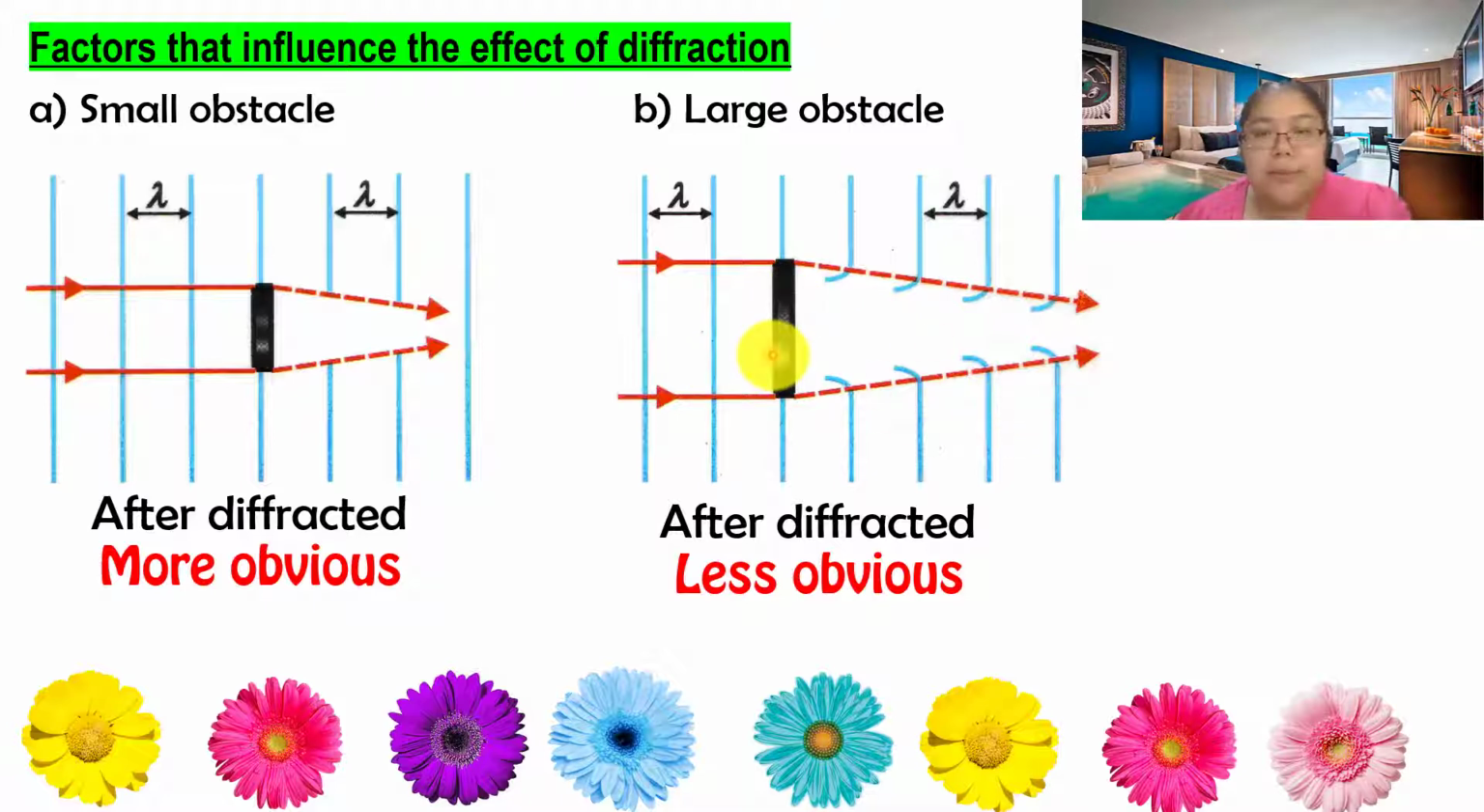Then how about the bigger obstacle? It's less obvious and also less diffracted. Okay, so this one is the result from the obstacle. Just now was the opening.